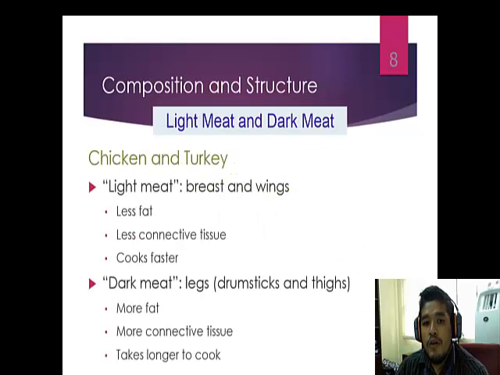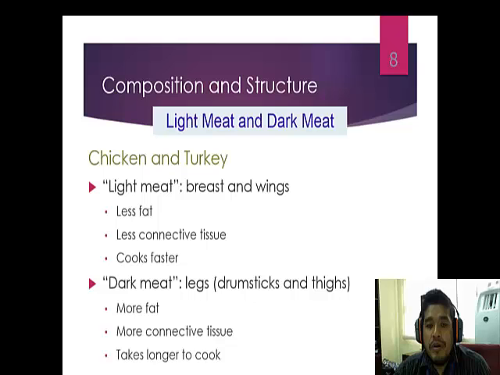So, chicken and turkey. There are two types of meat in poultry, which are light meat and dark meat. Light meat is the area of the breast and wings, which has less fat, less connective tissue, and cooks faster. So with less connective tissue, it is tender, and definitely it cooks faster.